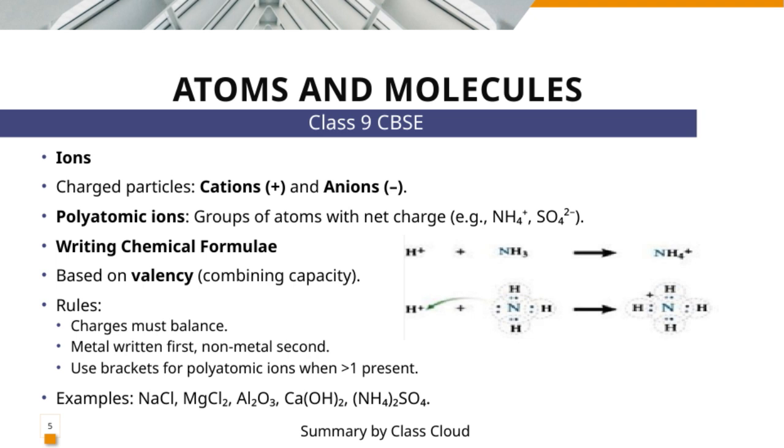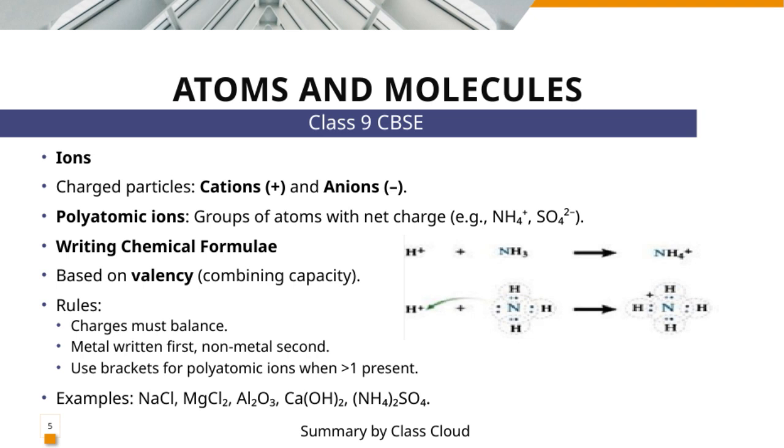When we write chemical formulae, we base them on the valency or combining capacity of the elements involved. The key rule here is that the total positive charge must balance the total negative charge, so the compound is neutral overall. Also, when writing formulas, we always put the metal first, followed by the nonmetal. And if there is more than one polyatomic ion in the compound, we enclose it in brackets and add a subscript outside to show how many are present.